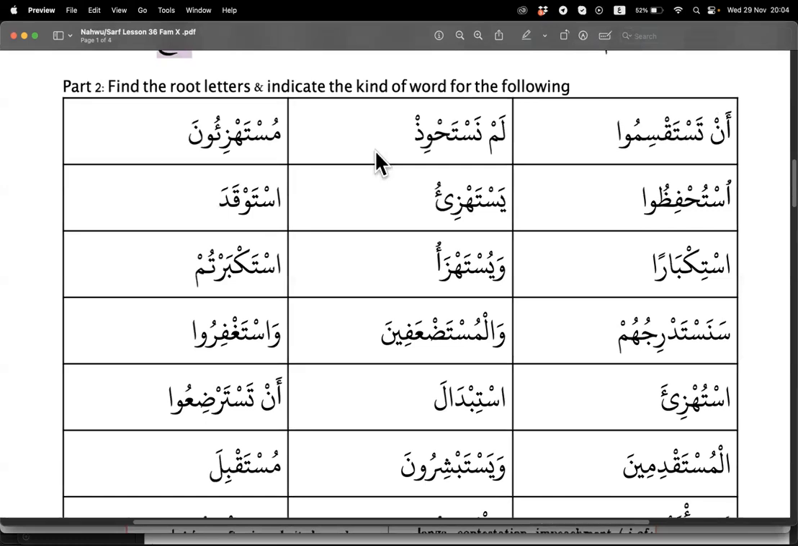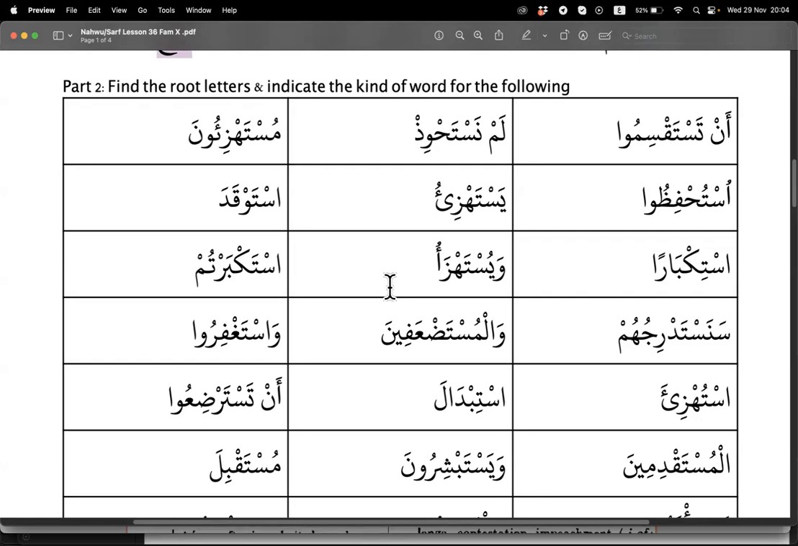Lam nastahzi'. Lam nastahzi' is fi'il mudhari' nahnu. What kind of mudhari'? Majzum. Yes, majzum because of lam. Good. And root letters? Ha zai hamzah. Good. Next one. Yastahzi'u. Yastahzi'u is fi'il mudhari' huwa. Sorry, yes, huwa. And then ha zai hamzah. Yes, next one.